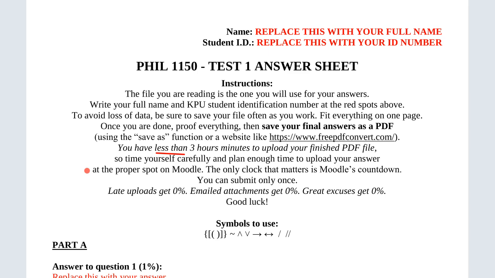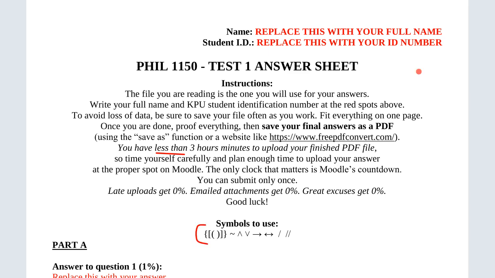So on Moodle at 10 a.m., you will see 3 things. You'll see the PDF file with the questions, the Word file with the answer, this answer file that you type in, and the spot where to upload them. Right? It's really, really straightforward. And the only clock that matters is Moodle's countdown, not sort of the international clock I was having a look at. You can submit only once. Late uploads get 0%, emailed attachments get 0, great excuses get 0. Good luck. And here are the symbols to use.